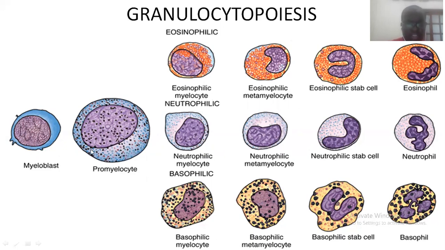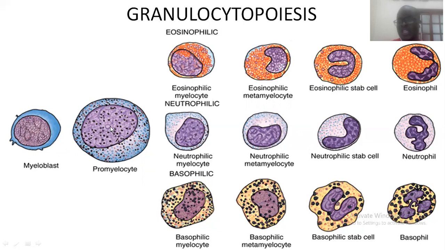So in these first stages here, you are unable to differentiate these granulocytes. You can't tell the difference because they are all starting from the hematopoietic stem cell, then they'll undergo this stage, the myeloblasts, and then the promyelocytes.